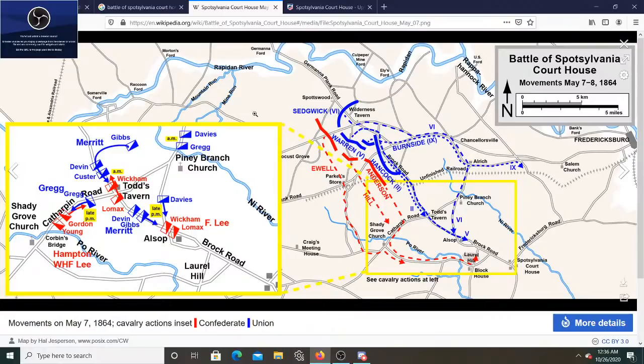Right? And I'm just like, wow, you guys are really passionate about the Overland Campaign's Union victory, aren't you? I'm like, it is not, because Union morale, both in the army, but more importantly, back home, falls. The price of gold shoots up. Lincoln's reelection hopes take a serious hit. So I don't know. I mean, I can't really see how this is a Union victory.